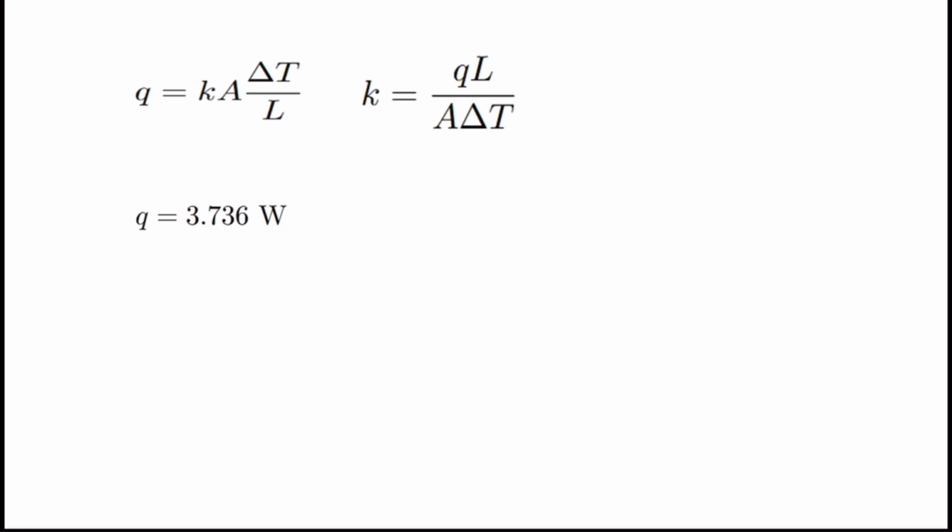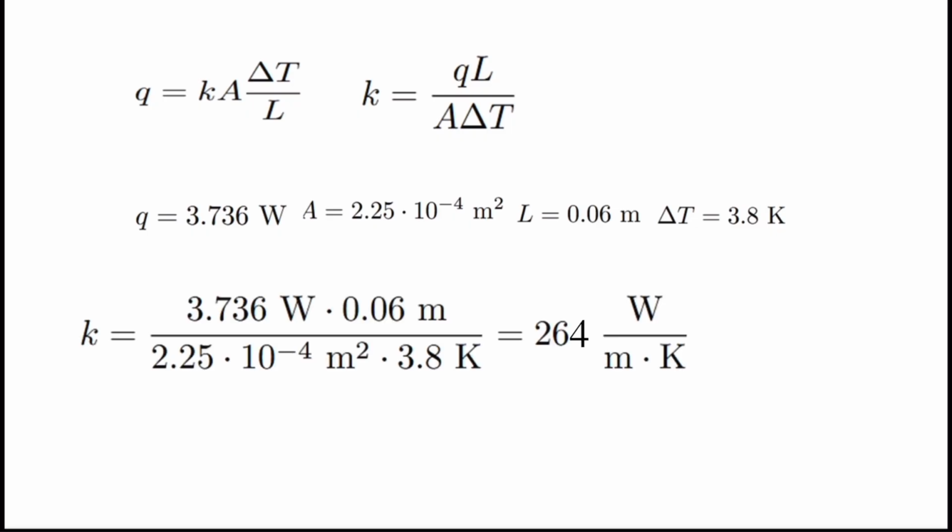To solve for thermal conductivity, Fourier's law for 1D steady-state heat conduction was used and then rearranged to solve for thermal conductivity. Using Q equals 3.736 watts, area equals 2.25 times 10 to the negative 4 meters squared, length equals 0.06 meters, and delta T equals 3.8 Kelvin, a value of 262 watts per meter Kelvin was obtained, which is relatively close to the thermal conductivity of pure aluminum at 237 watts per meter Kelvin. This makes physical sense because we assume the foil to be composed purely of aluminum.